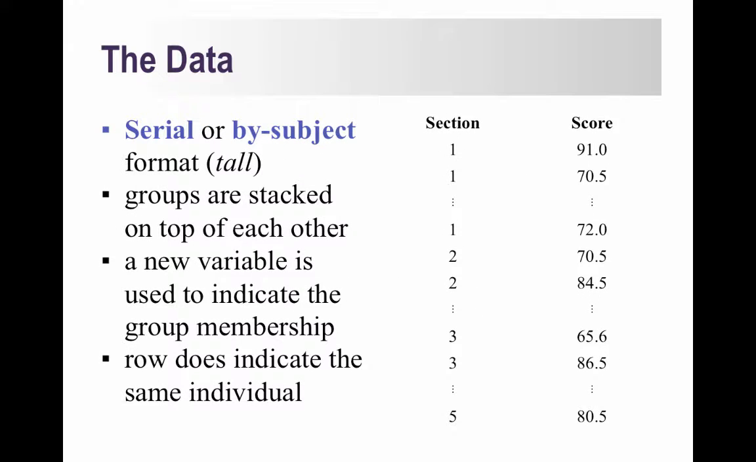Alternatively, the data could be represented in serial or by-subject format. And here you can see why it's called tall versus wide. So in this case, the groups are stacked one on top of the other, and a new variable is created to indicate the group membership. What you notice here is that each of the sections are listed 1, 2, 3, 4, 5. Only a few of the data points have been shown here to emphasize this. Now, it is the case that the row indicates the same individual.